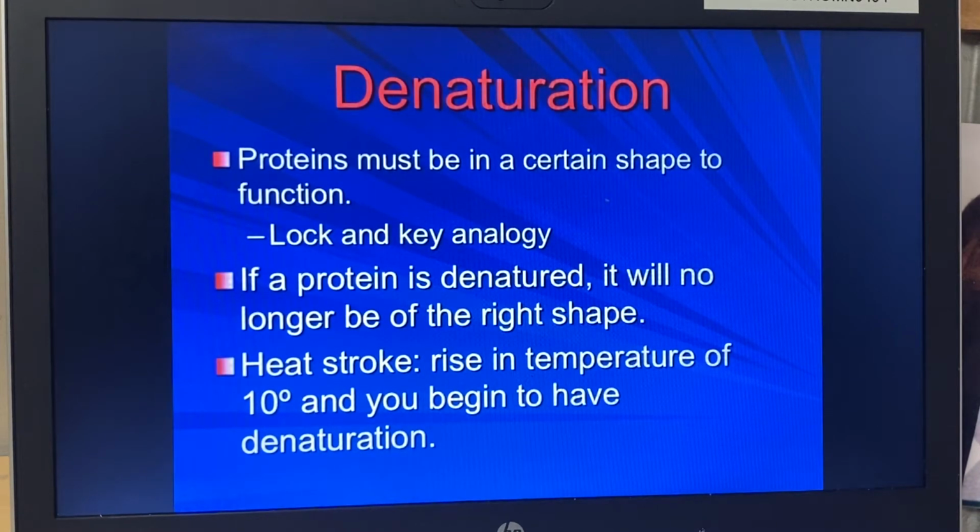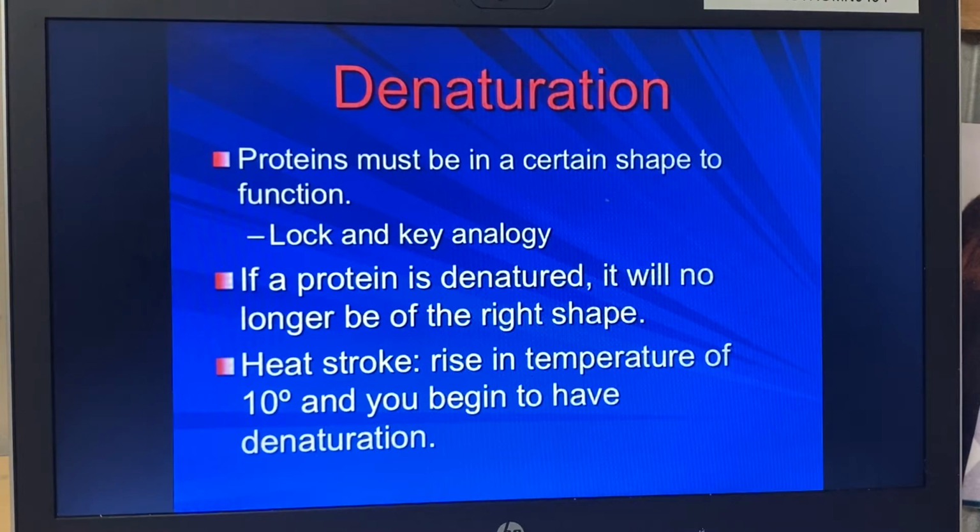Okay, the other thing that I want to emphasize is that protein shape is absolutely essential to protein structure. Proteins must be in a certain three-dimensional shape to function. And when they act on something, you can think of it as a lock and key analogy. A key has to have a certain shape to fit into a lock and unlock it. And if the key gets misshapen or screwed up, it's not going to fit into the lock, right? So proteins are the exact same way.